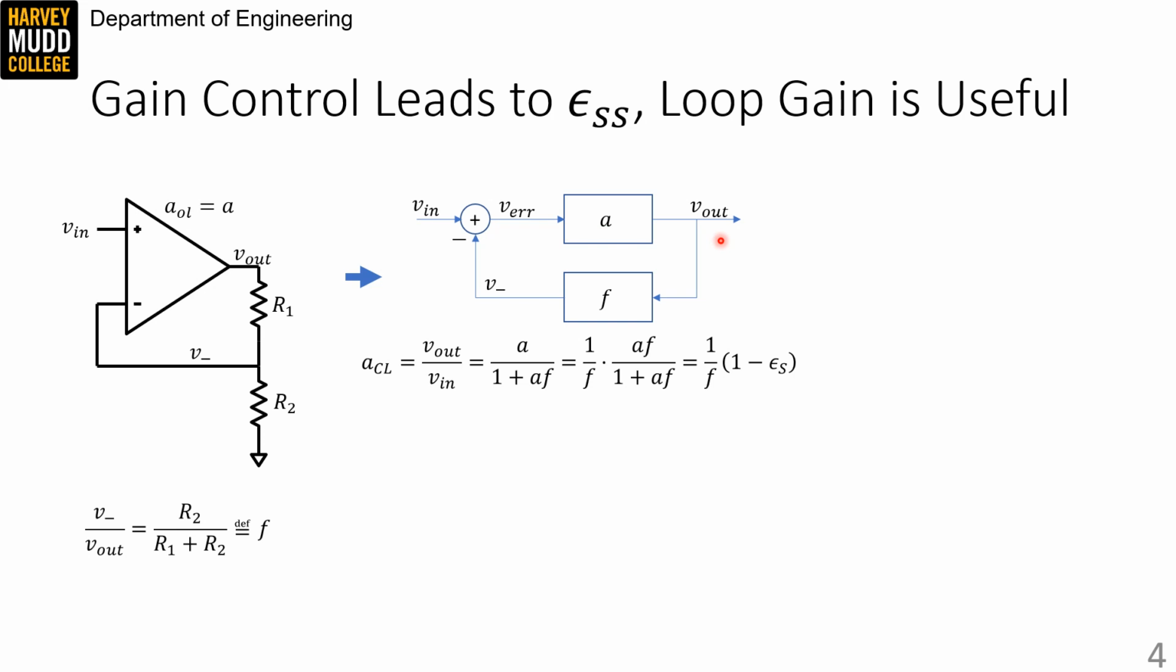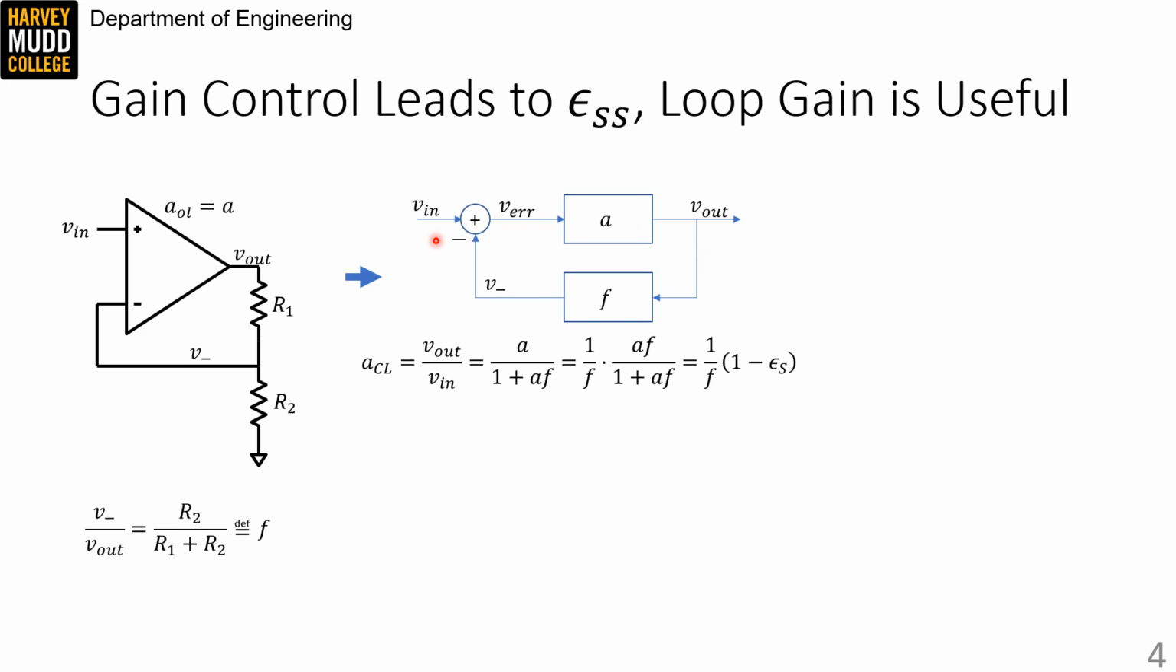And that's sort of an exact copy, or translation, of this circuit diagram into a block diagram. Because we can see that V out goes to V minus through F, and then the difference between V minus and V in goes to V out through A.